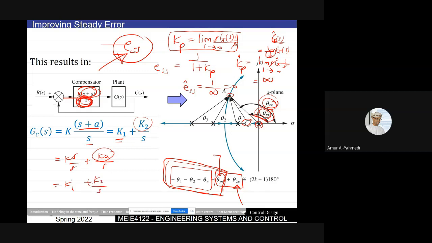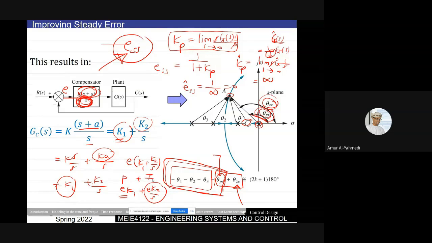I'll have proportional, and now this is the error. It will be multiplied by K1 plus K2 over S. So E times K1 is multiplied by the error, plus E K2 over S. And this is integration. So PI, proportional plus integral action, I will have.